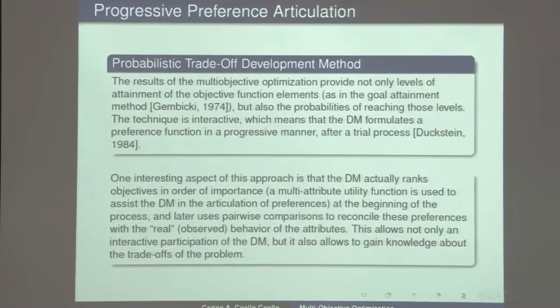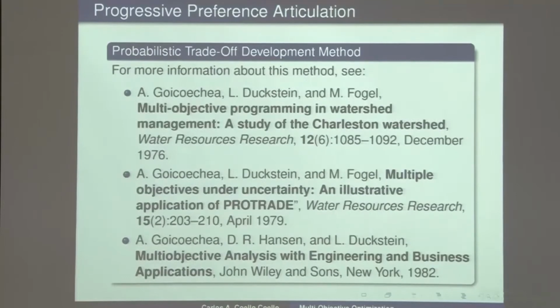Something interesting in this approach is that the decision maker ranks objectives in order of importance. That's what the multi-attribute utility function does. And this is done at the beginning of the process, and later on he uses pairwise comparisons to reconcile these preferences with the real values that are obtained by the algorithm. So this allows not only an interactive participation, but also to gain knowledge about the trade-offs of the problem, which is very useful in real-world applications, particularly when you are not very familiar with the problem. So there are some references if you want to know more about this method, which is also very old.